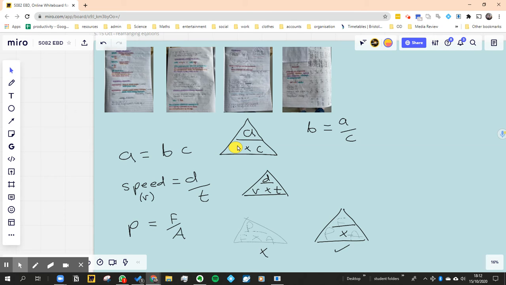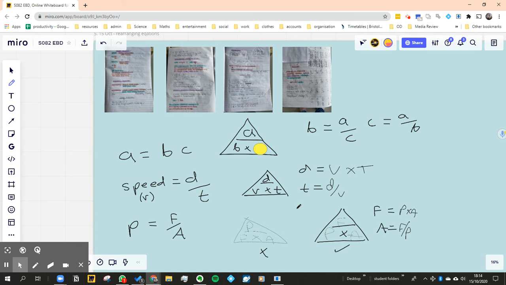Now, what would C be equal to? Well, cover up C, and C is equal to A over B. Okay, so there you go. That's how you would rearrange the formula. We know how to make the triangles, and now we know how to use the triangles to write different rearrangements.